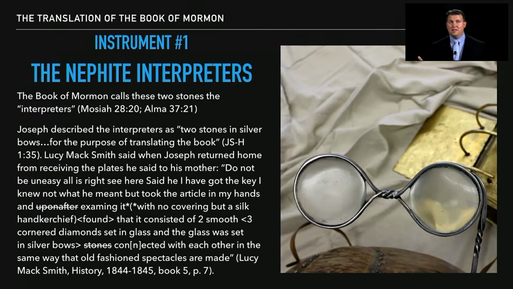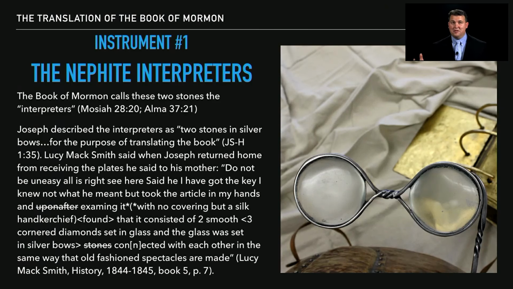The Book of Mormon calls these two stones the interpreters in the Book of Mosiah and the Book of Alma, and it appears to be a Urim and Thummim, or interpreter, that was given to the brother of Jared, and then passed down through the Nephite prophets, and finally sealed up with the record itself. Joseph describes the interpreters as two stones in silver bows for the purpose of translating a book. That's in the 1838 history we talked about last week.